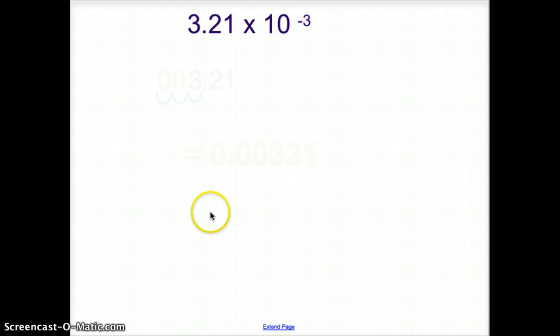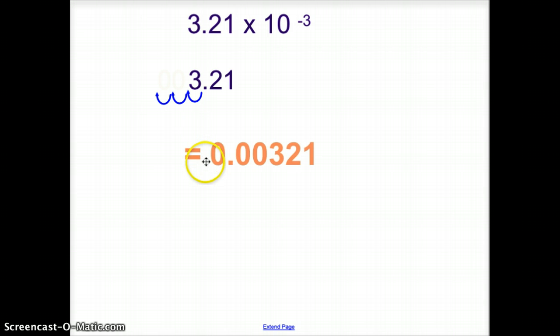So here we have 3.21 times 10 to the negative third. So we're going to take that value and we're going to move the decimal 1, 2, 3 times. Now that is going to necessitate us moving the decimal and adding 2 zeros in front of the 321, which gives us a value of 0.00321. So when the exponent is negative, move your decimal to the left.